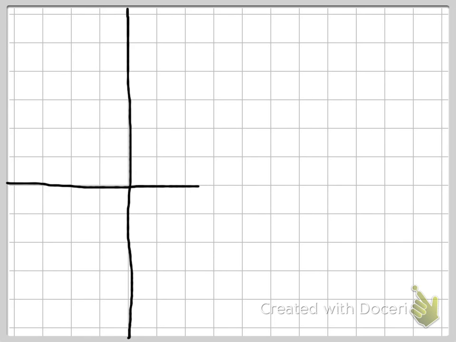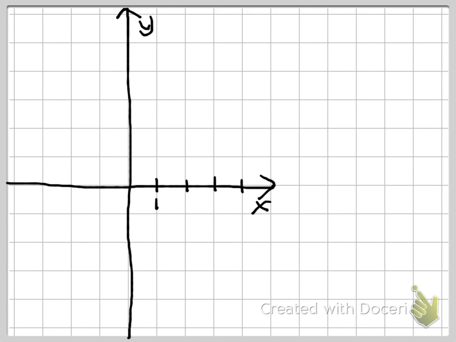So today we're going to look at the basics of coordinate geometry. So we have coordinate axes. So we've got a vertical axis and a horizontal axis. Our horizontal axis is the x-axis and the vertical axis is the y-axis. We're just going to mark off some points here.